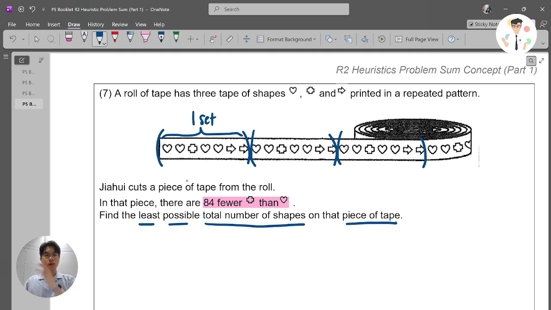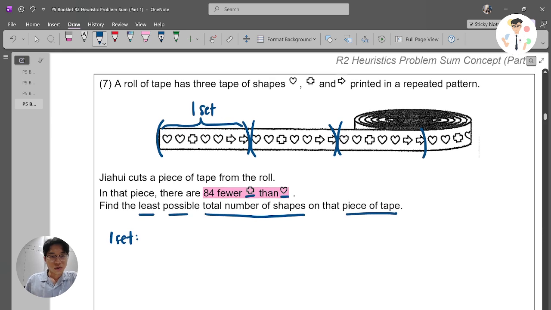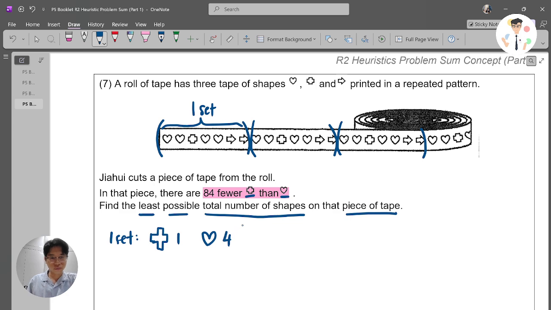Now, in one set, how many cross do I have? I'm focusing on cross and heart shape because this is what we are actually given. Cross, I only have one. Heart shape, how many do I have? I have actually 4. And from here, I can see heart shape is actually more than the cross. How many more? 3 more, because 4 minus 1 is 3.